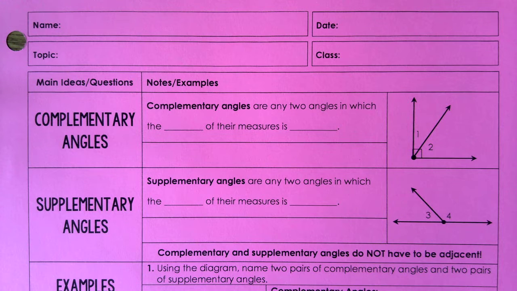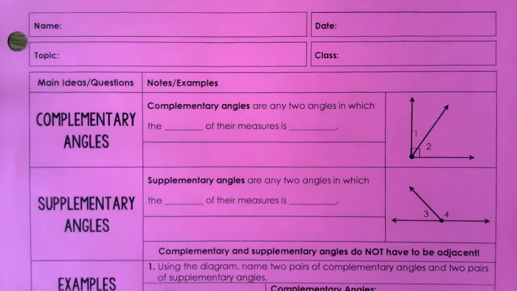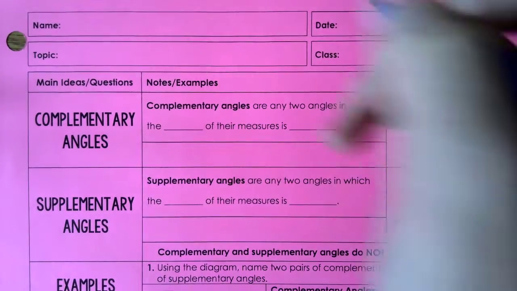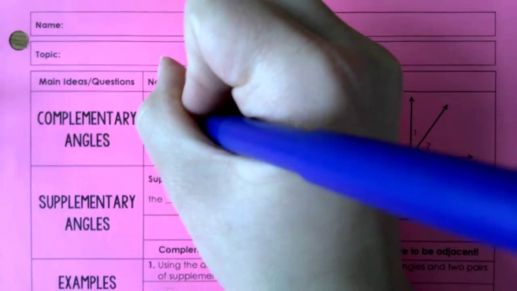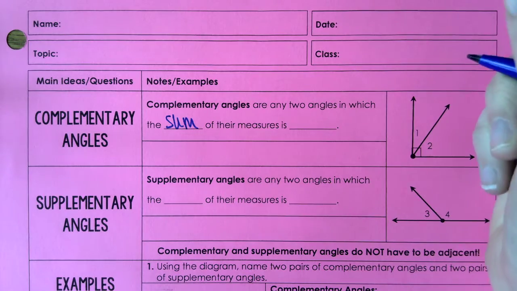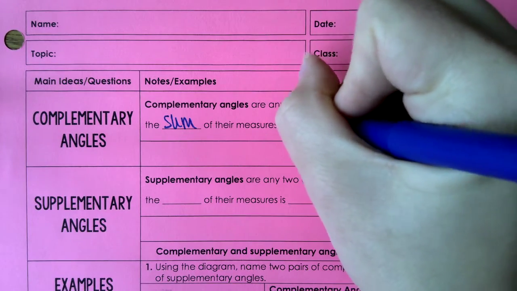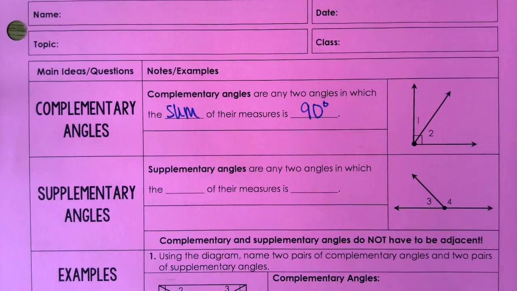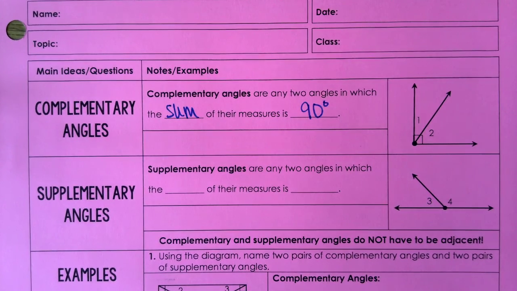Okay, so what we are going to be doing now, you guys, is working on complementary and supplementary angles. Complementary angles are two angles in which the sum, so we are adding, of their measures is 90 degrees. So you technically already know how to do this. This is kind of a play into what we did yesterday, when we were finding 90-degree angles.